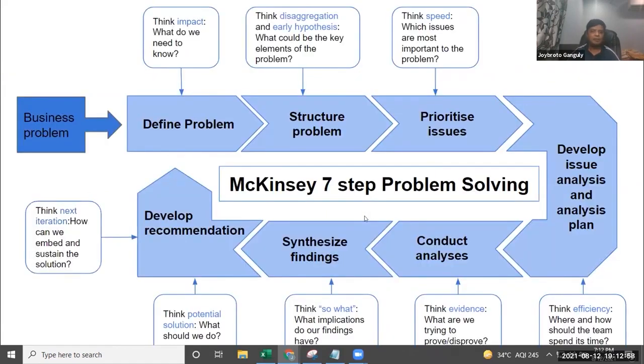Any questions or queries on this McKinsey seven-step problem solving as of now before I go to the next slide? Anybody with any questions, queries? No?